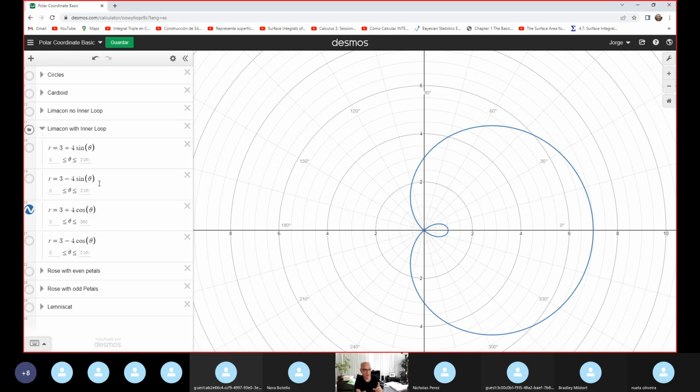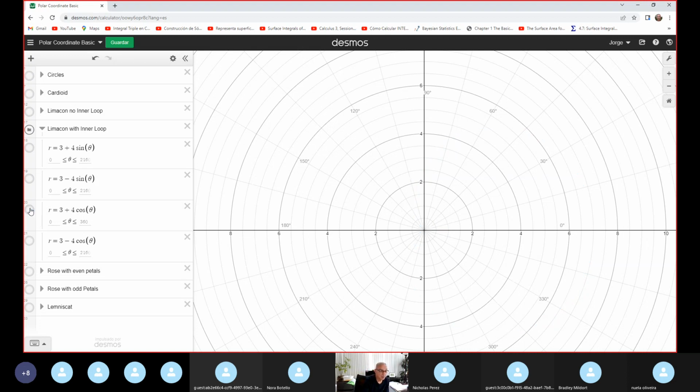3, 3, 4, 4, 5, 5. It's a cardioid. See, the coefficients are different. Depending on whether the coefficient not in the trigonometric part is bigger, it is a limacon. However, when the coefficient that multiplies the trigonometric function is bigger, we have an inner loop.